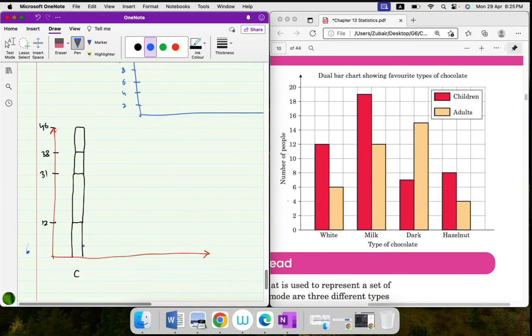For the other one, this was children. For adults, we have the first bar at 6. Then it is 6 plus 12, 18. Then we have 18 plus 15, which is 33. And the last one is 4. 33 plus 4 is 37.